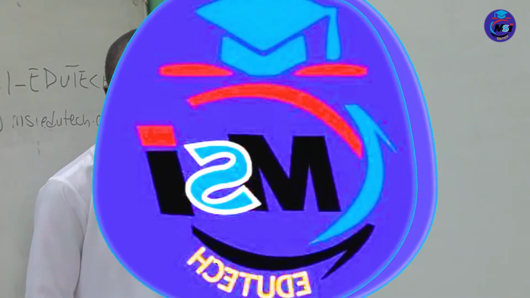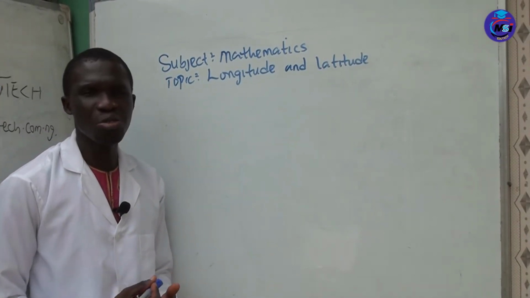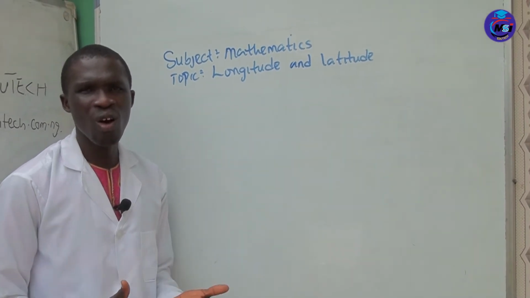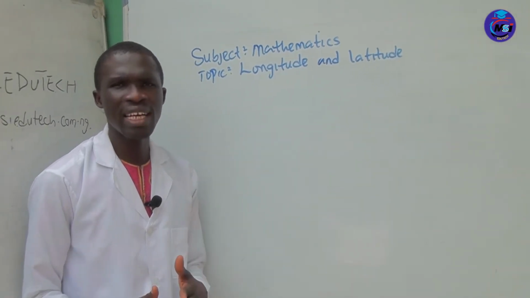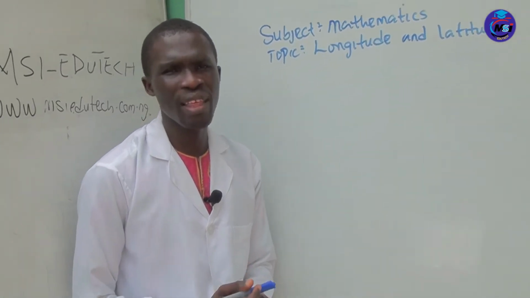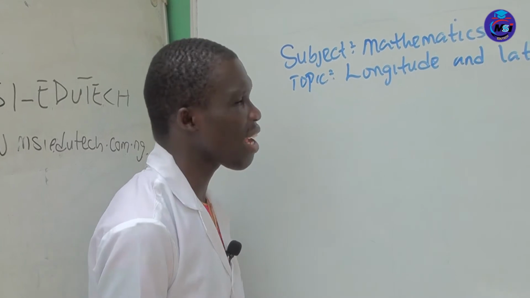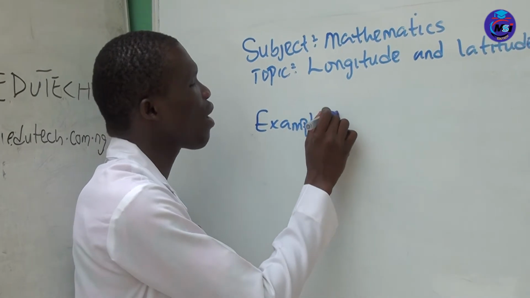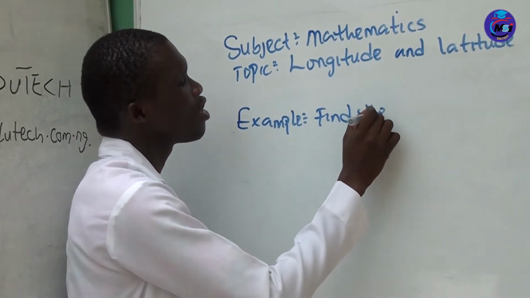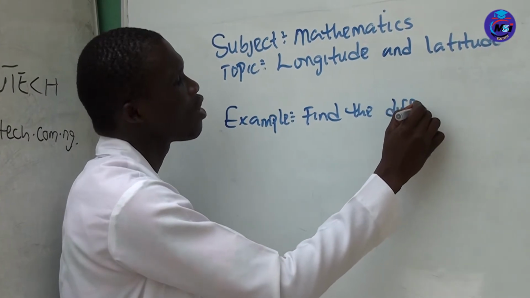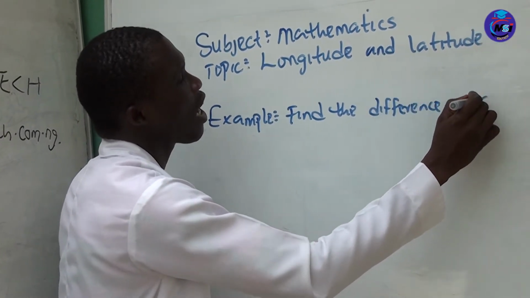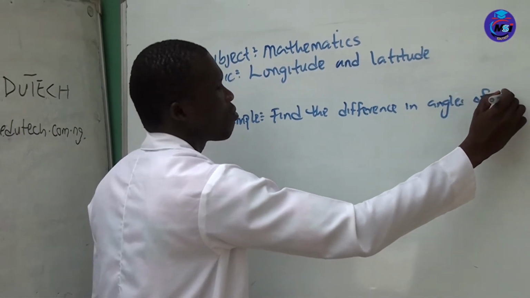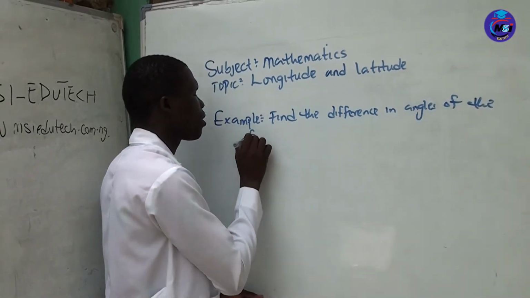So let's move forward. Now, the first thing to do is to find the difference in the angle of longitude and latitude. How can we find that? Let's say, for instance, a question like this is given to you. Example: find the difference in angle of the following.